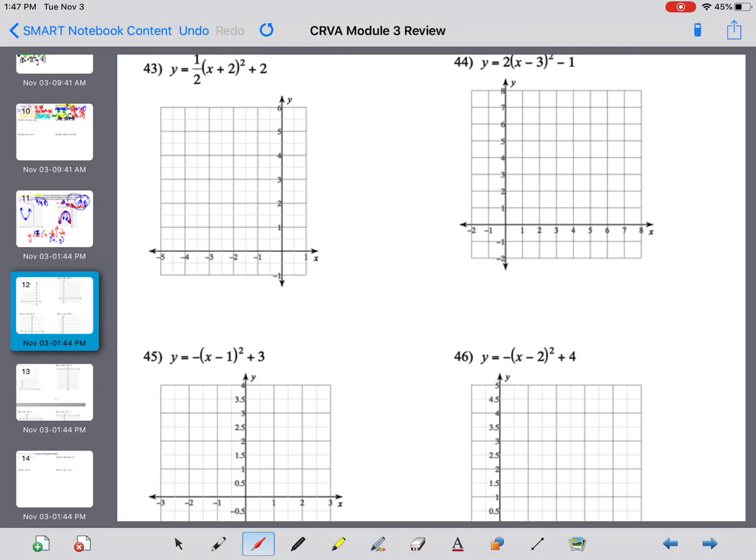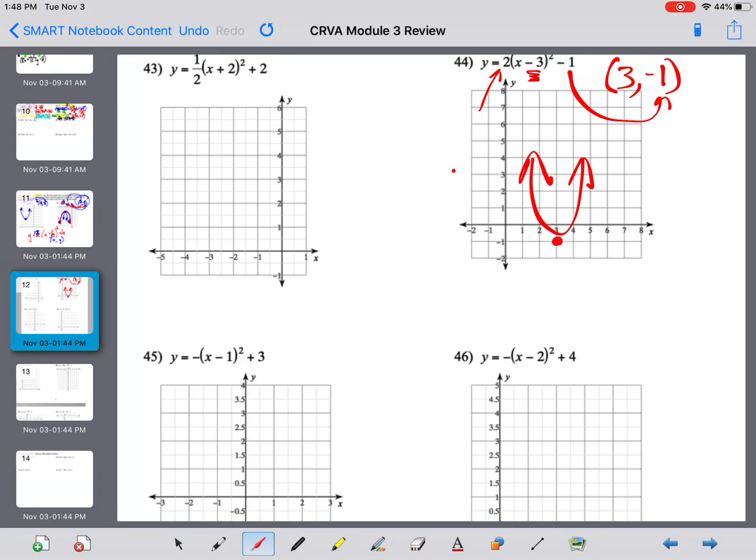Let's do this one right here. So let's worry about the vertex first. The vertex occurs at a positive 3, because it's the opposite of what's in the parentheses, and then a negative 1, because you literally bring that along with. So graph that, 3, negative 1. Is the vertex going to open up or down? The A value, the multiplier out in front, is positive, so it's up.